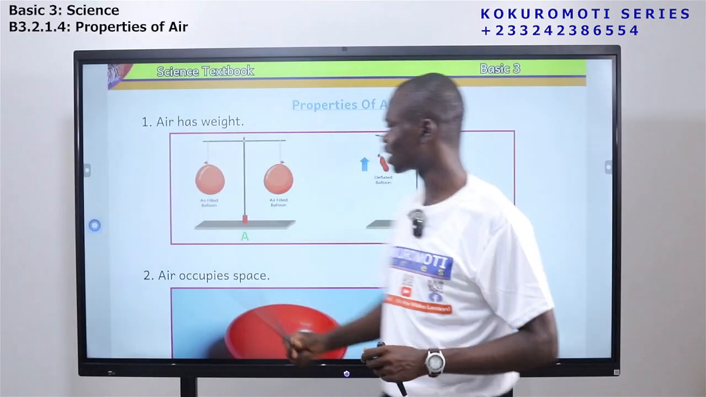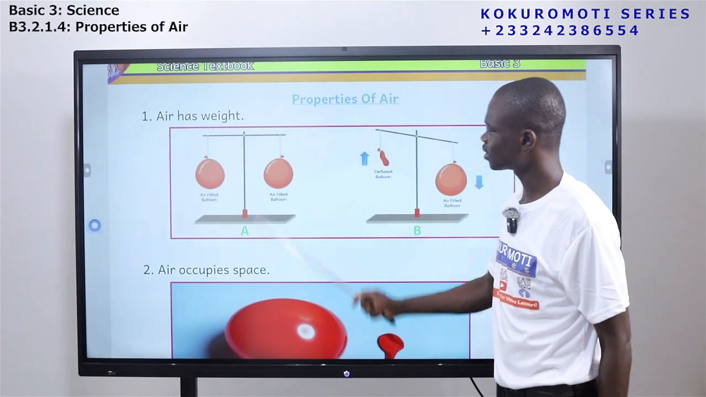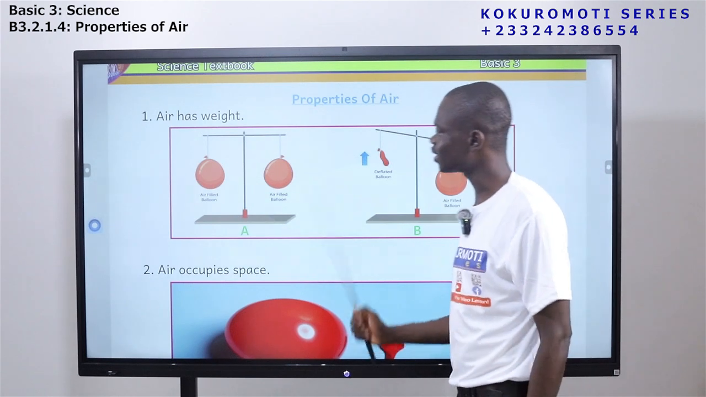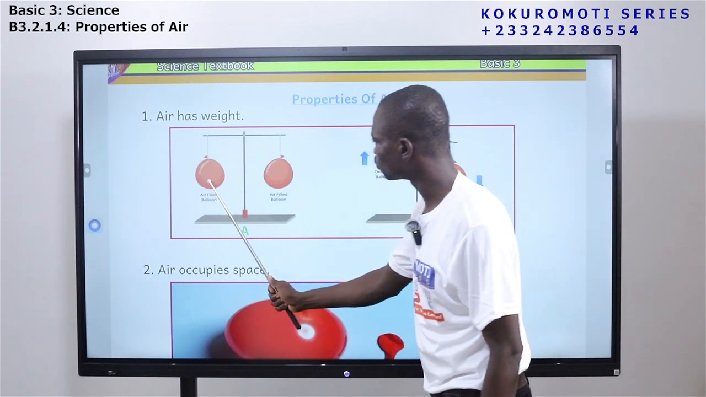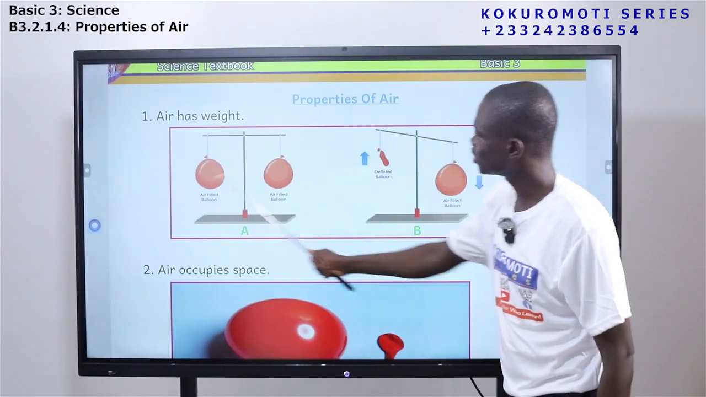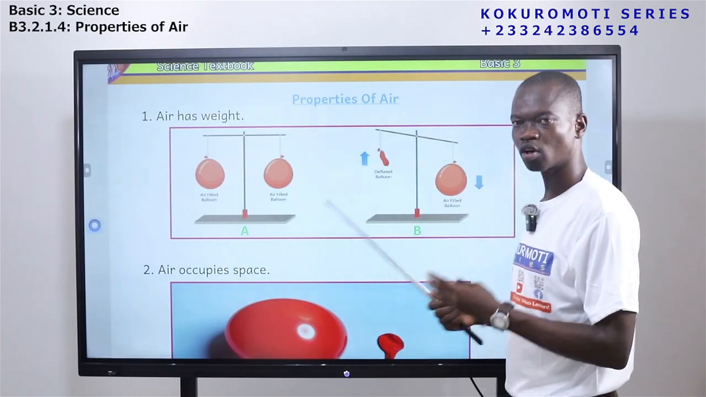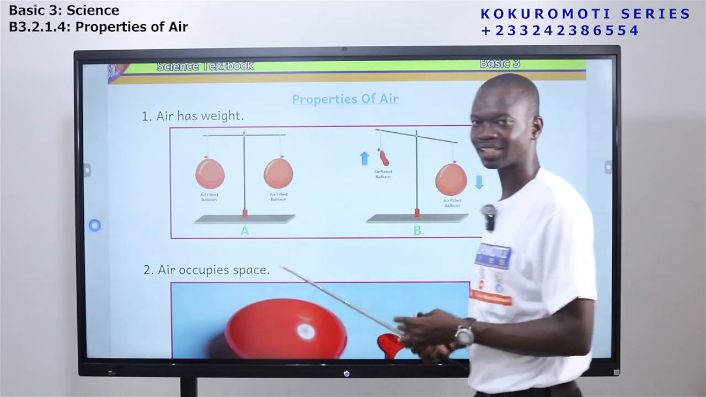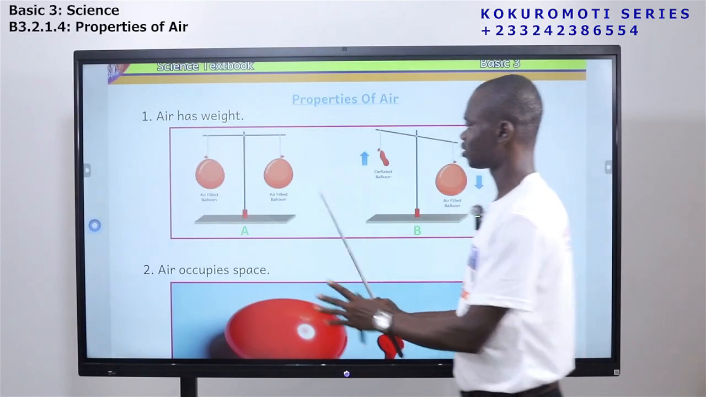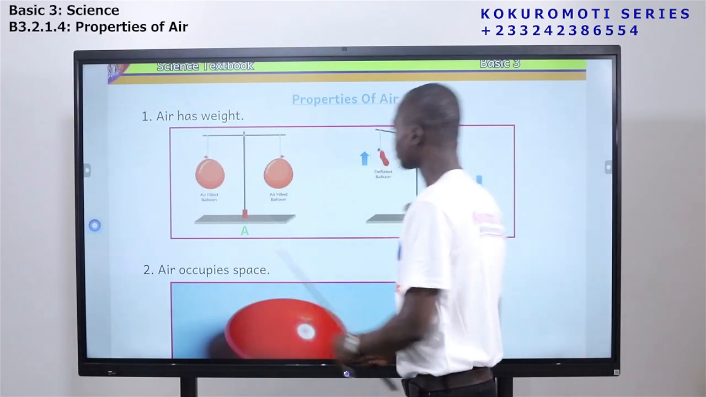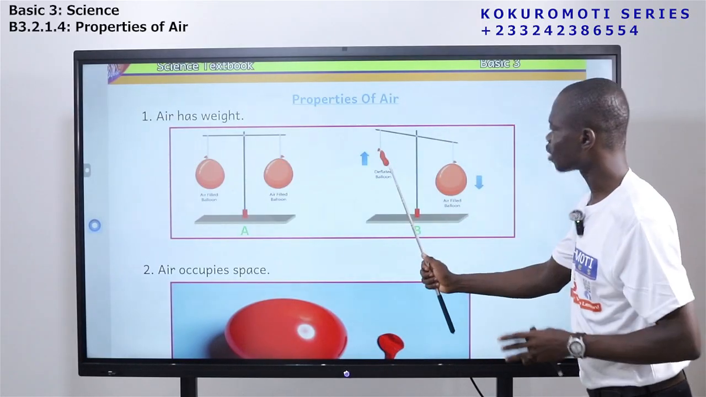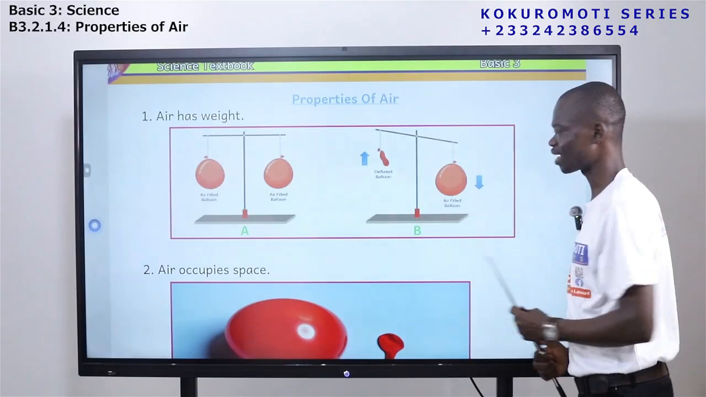Now let's look at something here. This is A, this is B. In the diagram, we have a balloon filled with air and another balloon filled with air. They are all hung because they are filled with the same amount of air. Look at the position, it is well balanced. When you come here, there is a balloon here and another one here. This one has no air in it. This one has air in it.